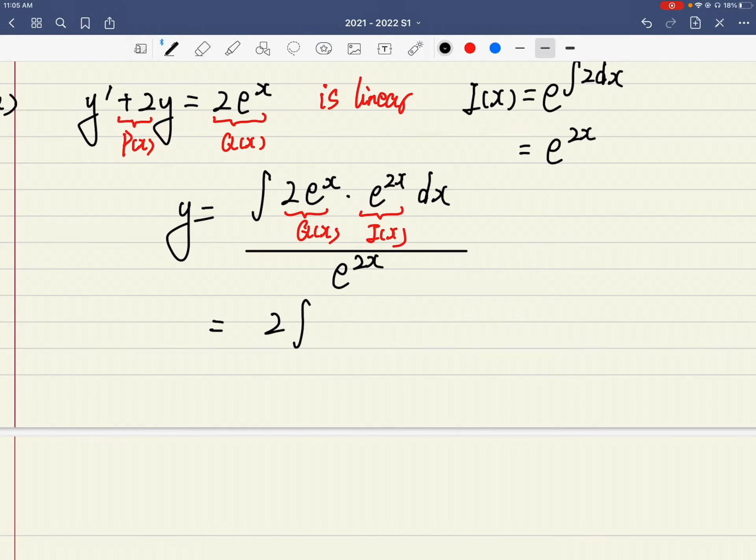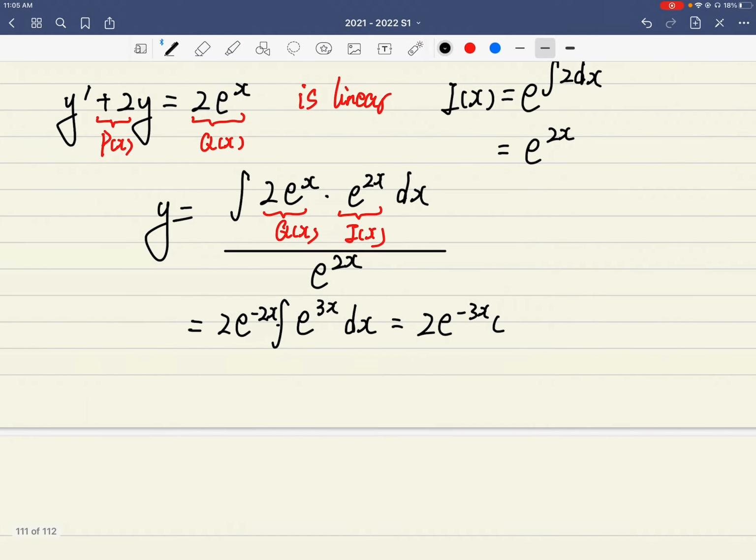You integrate 2 e to the power of 3x dx, divided by e to the power of 2x, so you multiply it by e to the power of negative 2x. This integration, you have to do it with c. So it's 2 e to the power of negative 2x times 1 over 3 e to the power of 3x, plus c.